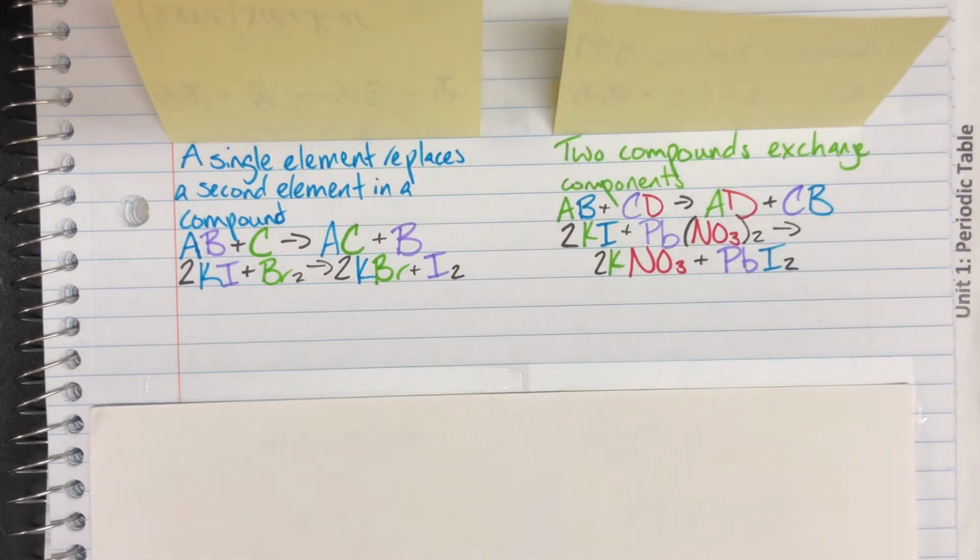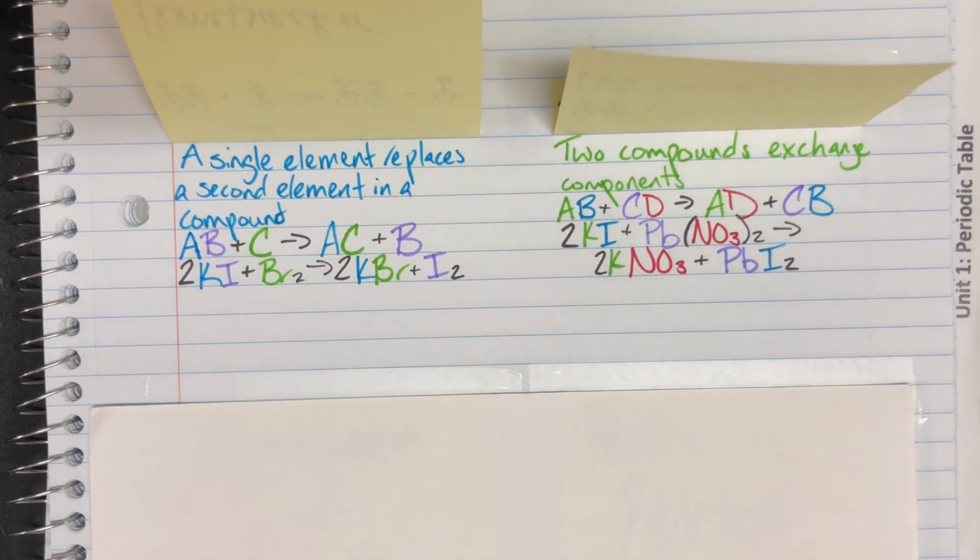So we have two compounds that are going to be exchanging components. I have AB plus CD going to AD plus CB. As you can see, A was with B, but now A is with D, and C was with D, but now C is with B. So I have exchanged my partner. And then in my real life example, I can see potassium iodide plus lead(II) nitrate going to potassium nitrate and lead(II) iodide. I have switched my partners, and therefore I am a double replacement reaction.